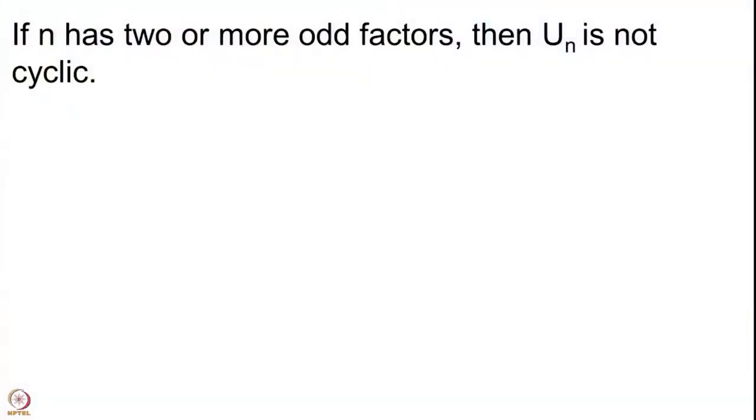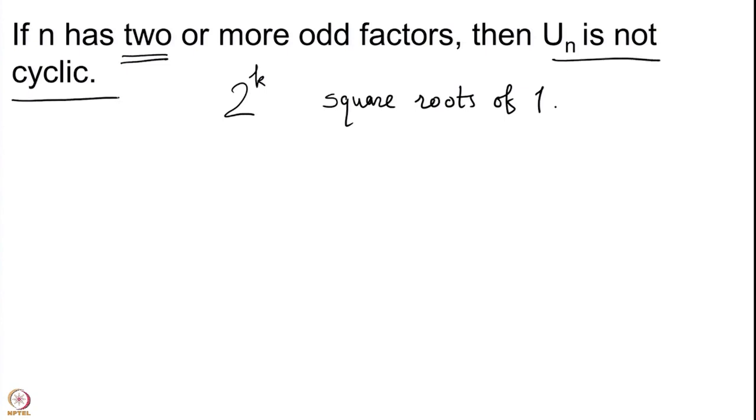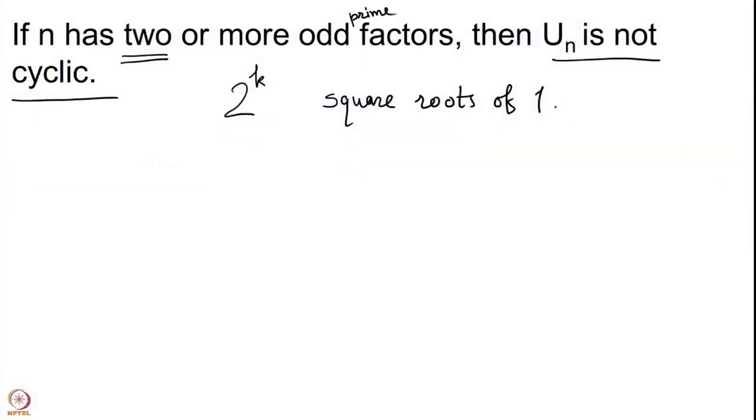If n has 2 or more odd prime factors, then Un is not cyclic. This is once again recalling that the number of prime factors being k will give you that there are 2 power k square roots of 1. And therefore, once k is bigger or equal to 2, then Un cannot be cyclic. Alright, so whenever you have 2 or more odd prime factors, then Un cannot be cyclic.